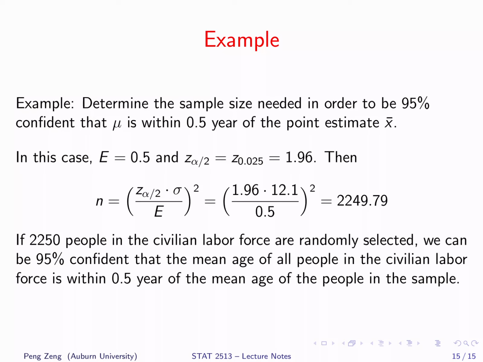Applying the formula in the previous slide, we can calculate n equals 2249.79. The sample size is the smallest whole number larger than this one, or 2250. If 2250 people in the civilian labor force are randomly selected, we can be 95% confident that the mean age of all people in the civilian labor force is within 0.5 years of the mean age of the people in the sample.